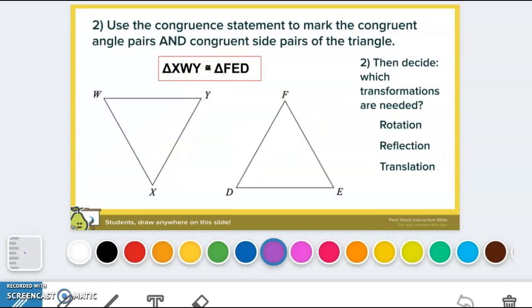Next, we need to use the congruent statement to mark the congruent angle pairs and congruent side pairs again. X matches with F. And W matches with E. And then finally Y matches with D.